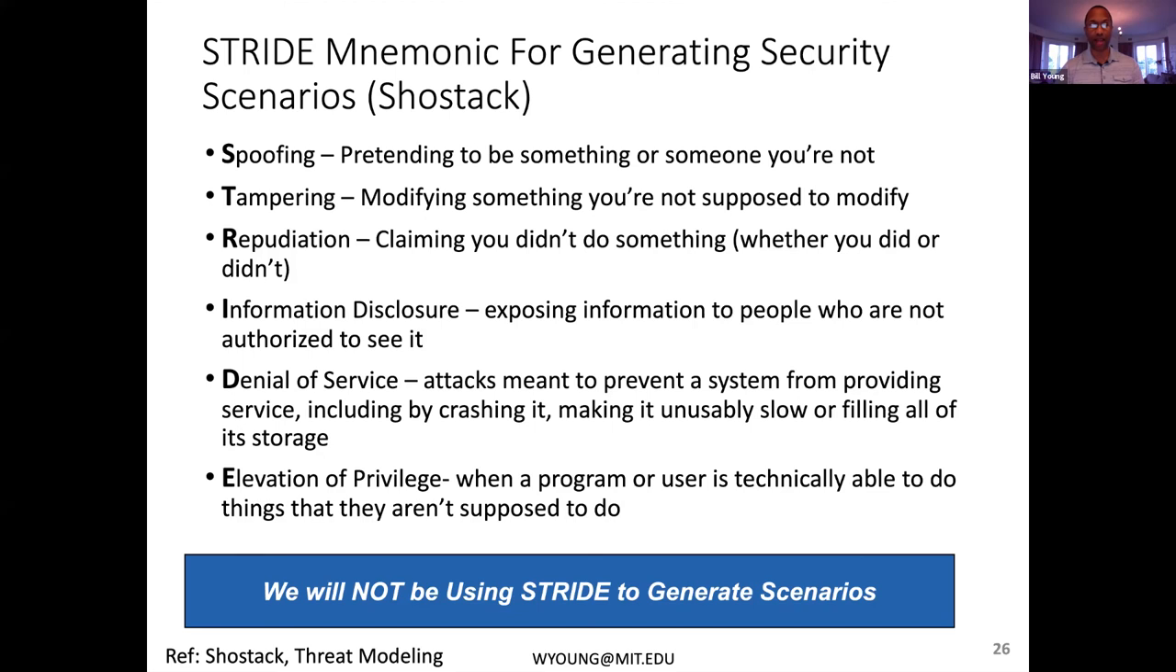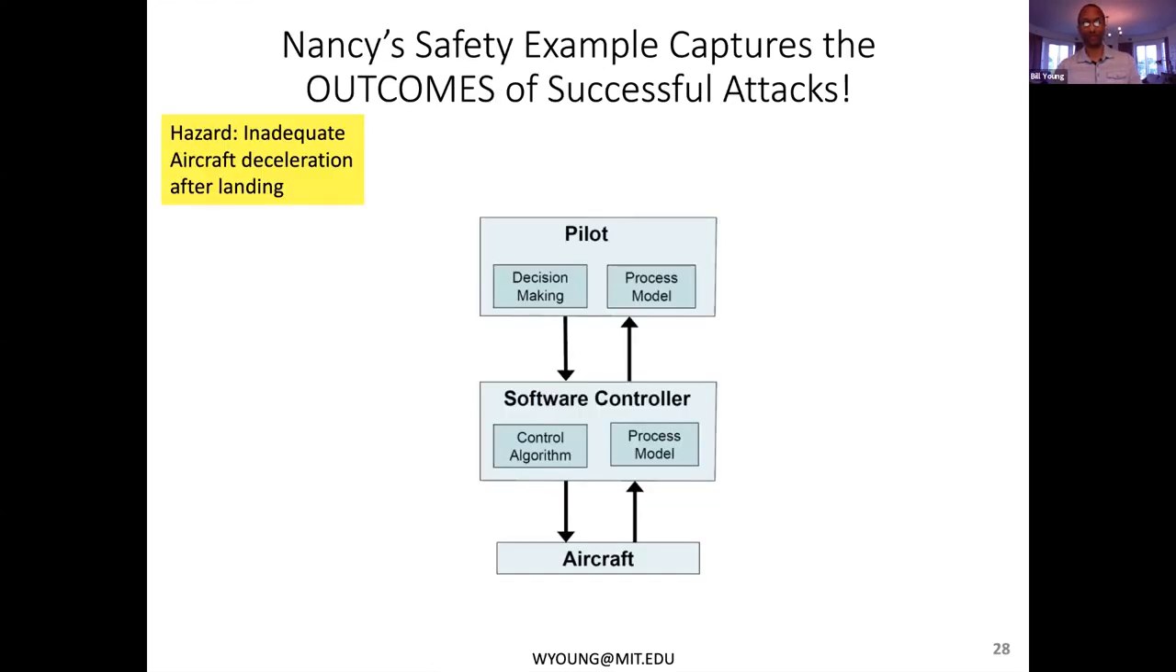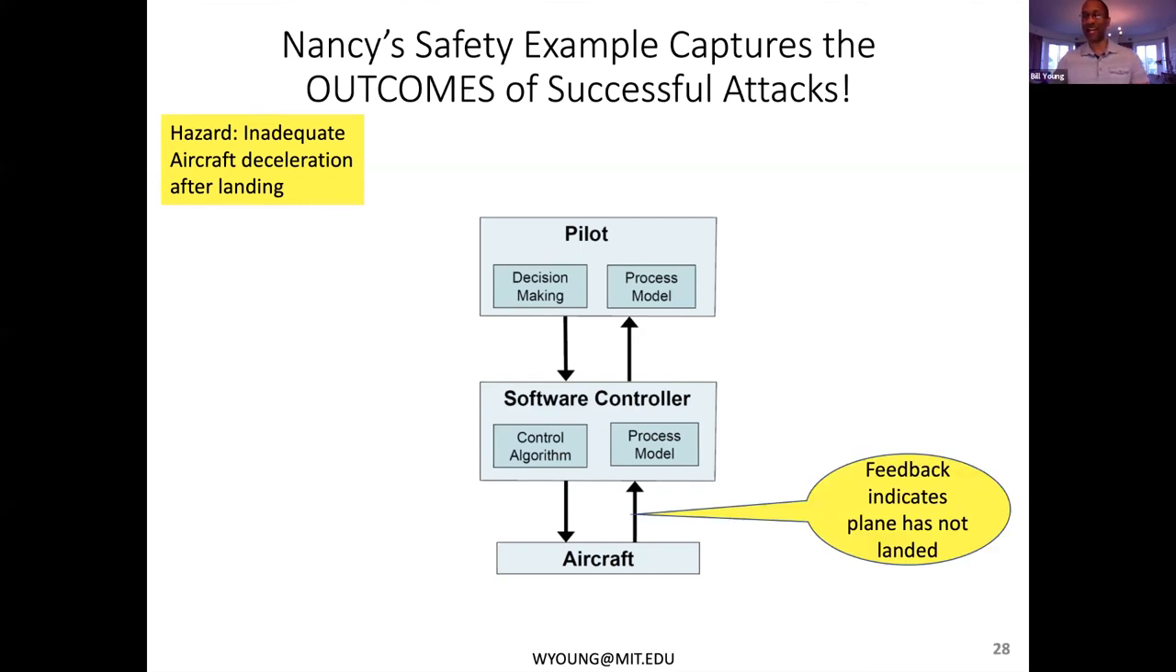I introduced STRIDE for two things. Number one, we can use it to categorize the attacks that we develop through our STPA-Sec, and we can also use it as a bridge to communicate the results of those attacks to the security engineers who actually have to implement the solutions. So let's come back and use the example. John, if you'll open up the polls again for me. Feedback indicates the plane has not landed. What class of attack might that be shared with?